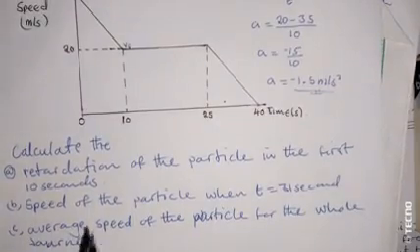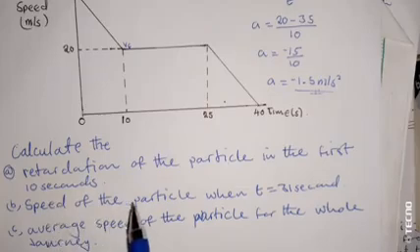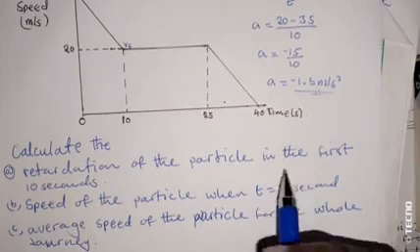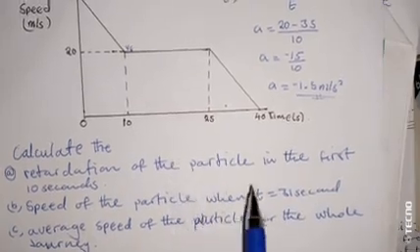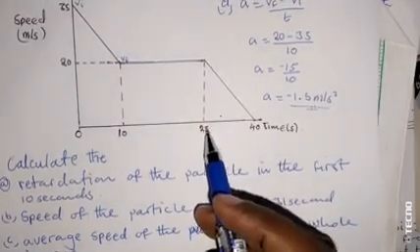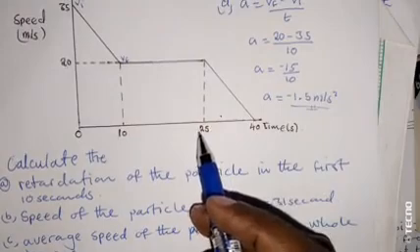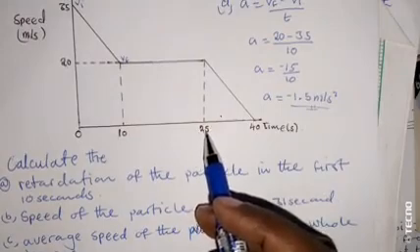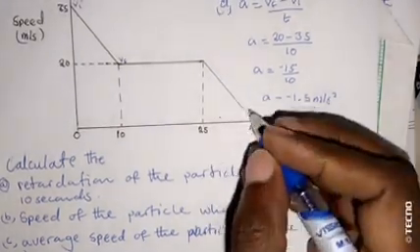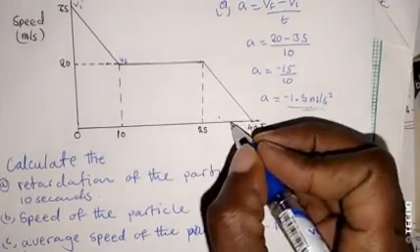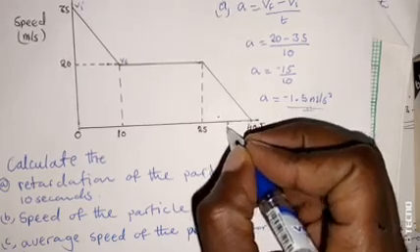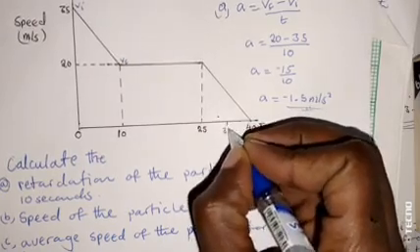Here the next one is the speed of the particle when t is equal to 31. Okay, so here they want the speed of the particle when t is equal to 31. So here we have 27 here. We have 25 seconds. So where we can have this 31 is somewhere here. So it's just an approximate. So let's say it's somewhere here. Okay, here we have 31.